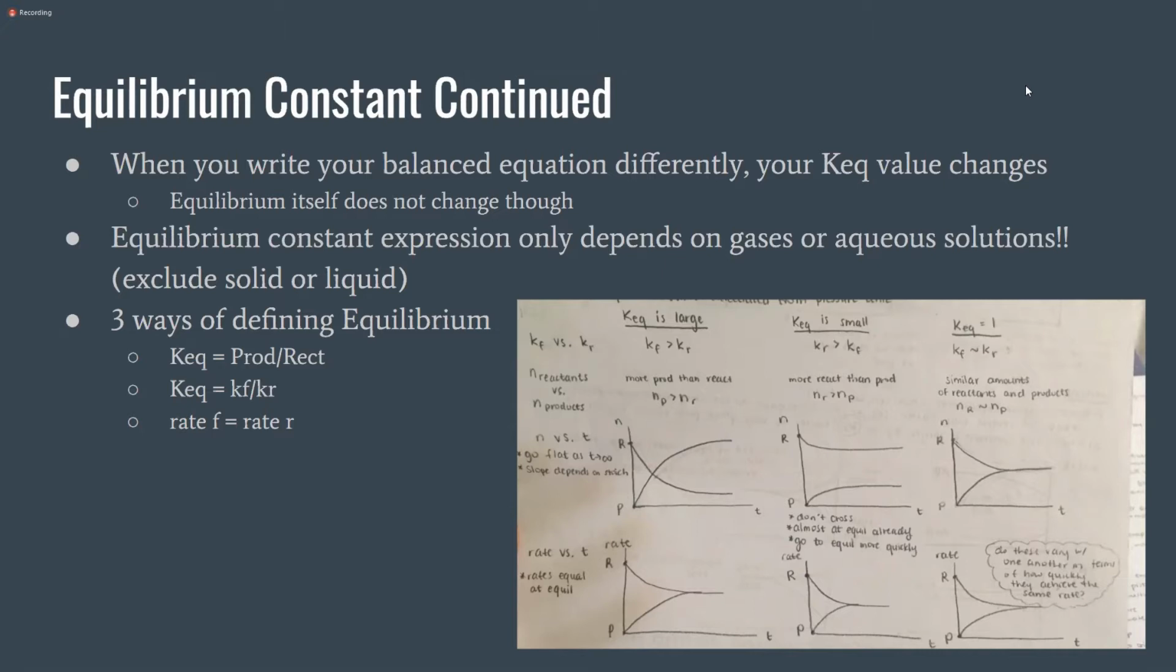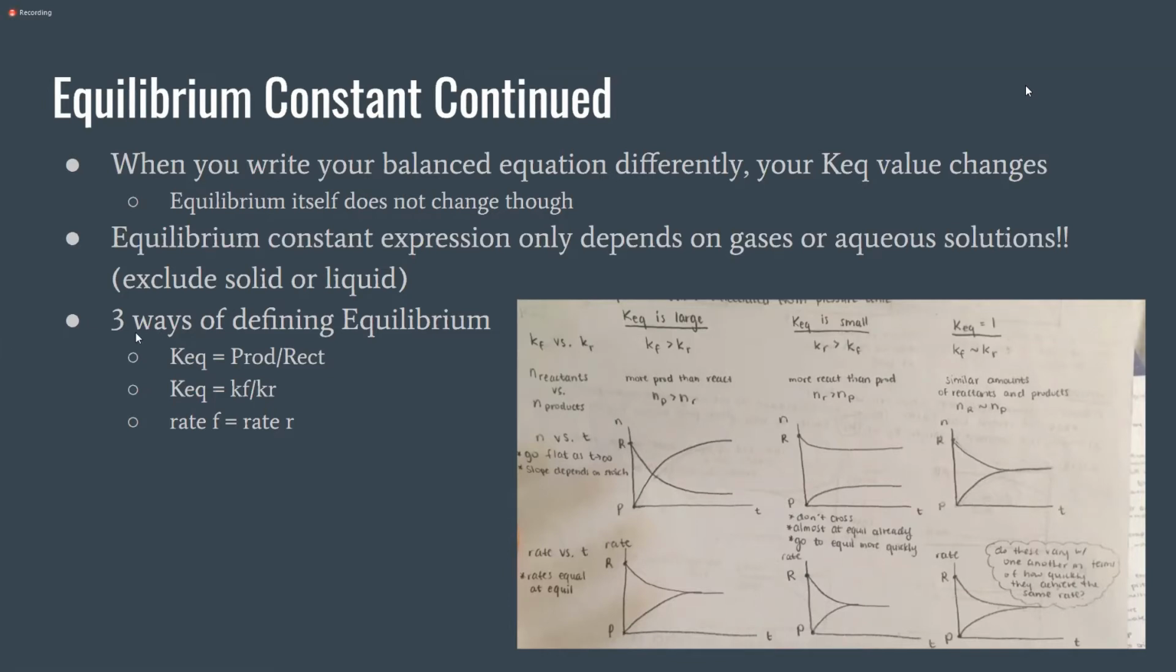And that does not change anything about the equilibrium itself, because that is a mathematical expression we're using on paper, and that has nothing to do with what the molecules are doing. The molecules do not know how you're expressing this. So it's not going to change the equilibrium. It's only going to change the numerical value you get for K equilibrium. And another important thing is that the equilibrium constant expression only depends on gases and aqueous solutions. So if you have a solid or a liquid, you would just put 1 for their concentrations, which basically means they're not affecting this value at all.